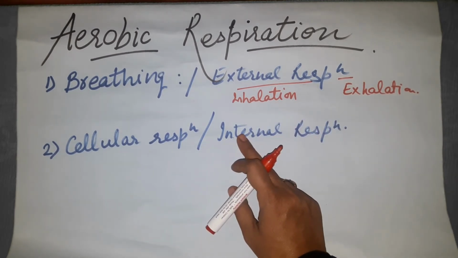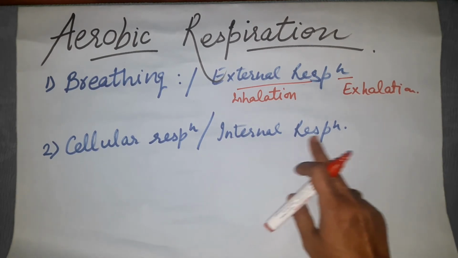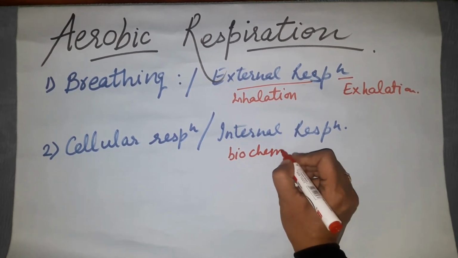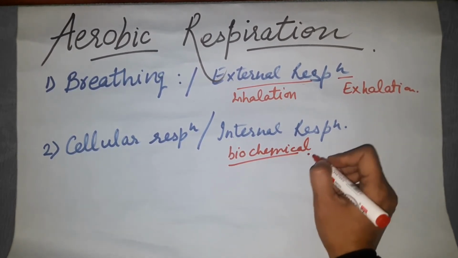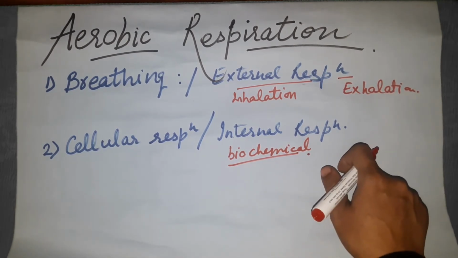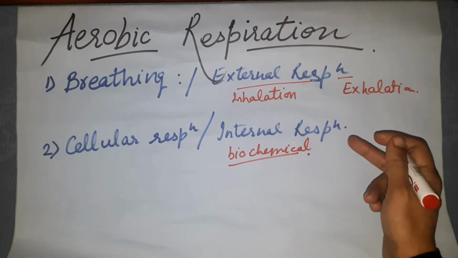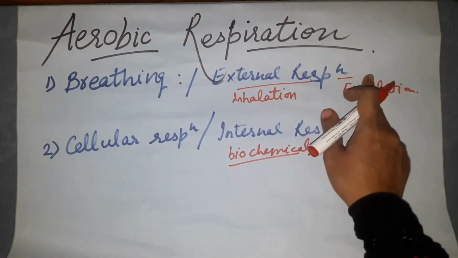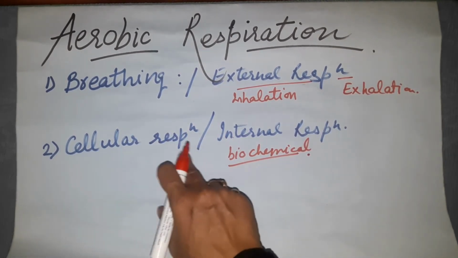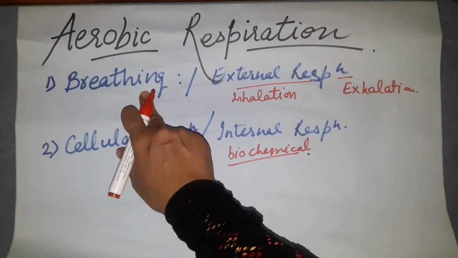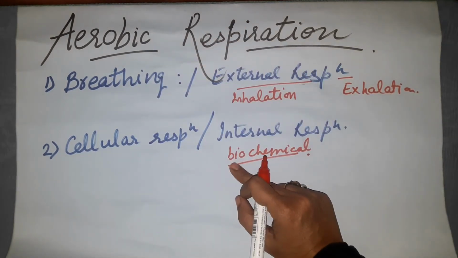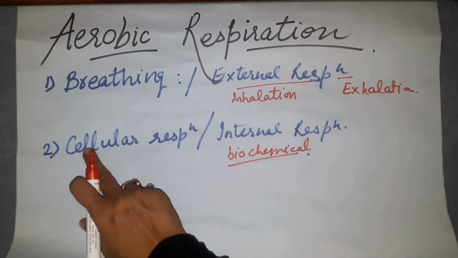Now the next one is cellular respiration, also known as internal respiration. Basically this is a biochemical process, because in the presence of oxygen, glucose is oxidized into water and carbon dioxide, and energy is released, as I have told you in aerobic respiration. How does this oxygen reach the cell for the oxidation? With the help of breathing, or external respiration. When external respiration or breathing takes place, only then can internal respiration take place. So this is cellular respiration.